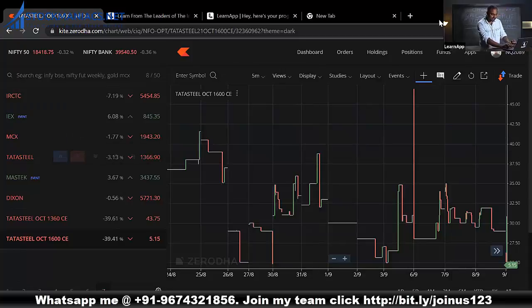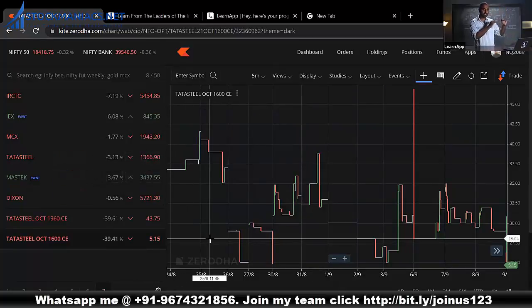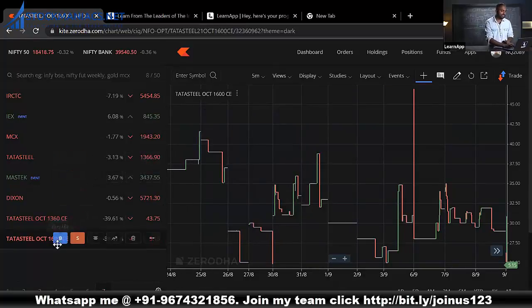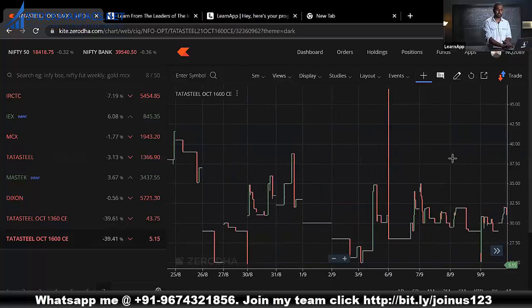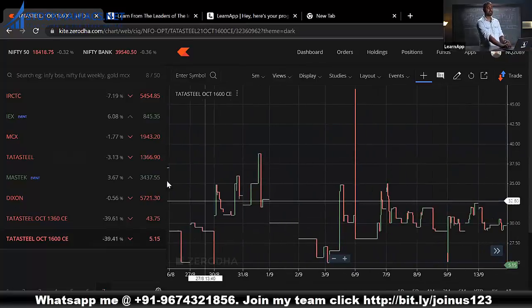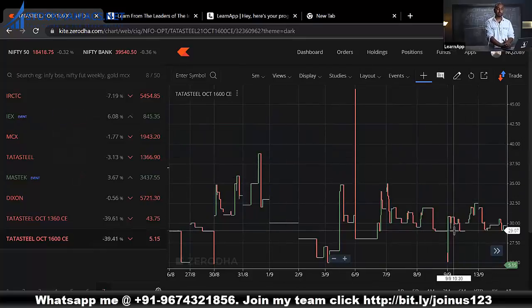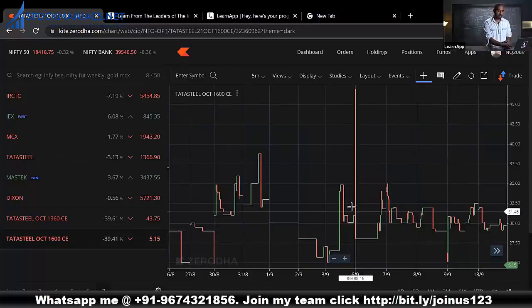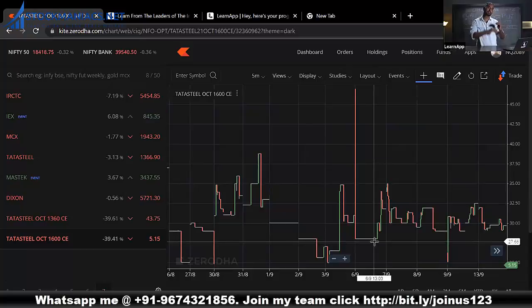Okay, this is my Zerodha terminal and I am finding the script, currently Tata Steel, which is trading at 1366. I'm going a little away to 1600 CE, and in 1600 CE I'm going a little behind to see around the 2nd, 3rd of September. This is how the screen looked. Basically there was no liquidity at all. Can you see there is a gap? That's basically no trading happening and then suddenly the price going up and down.